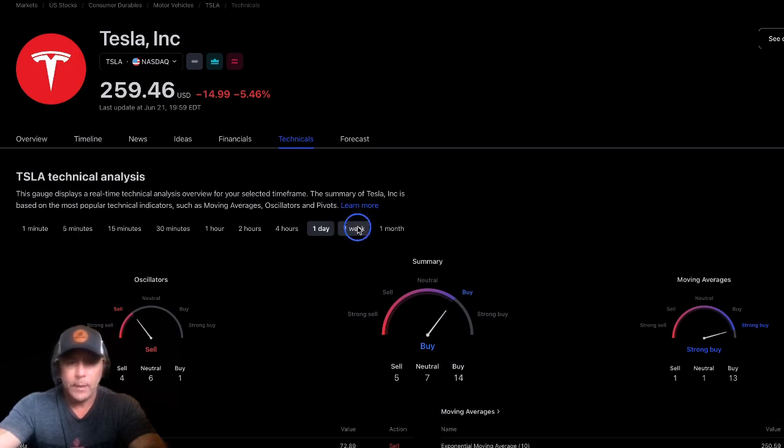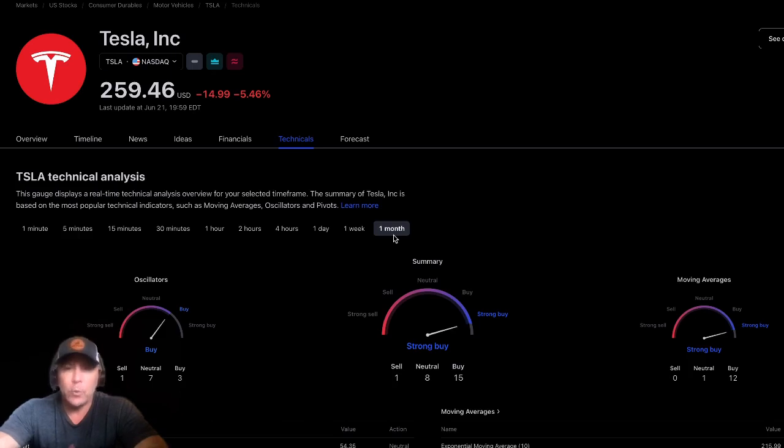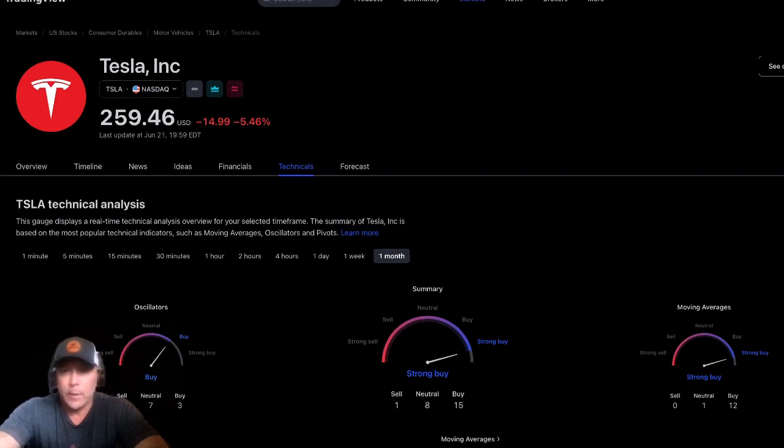So we go from 1 day to weekly. On the daily, there were 5 that said sell, and now we went down to 4 as an example. So the gauges didn't move, but watch this. On the monthly, that means you are early as an example.